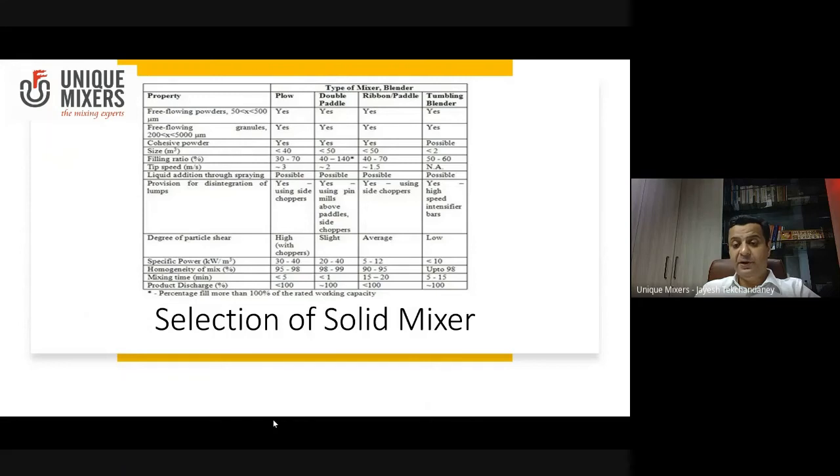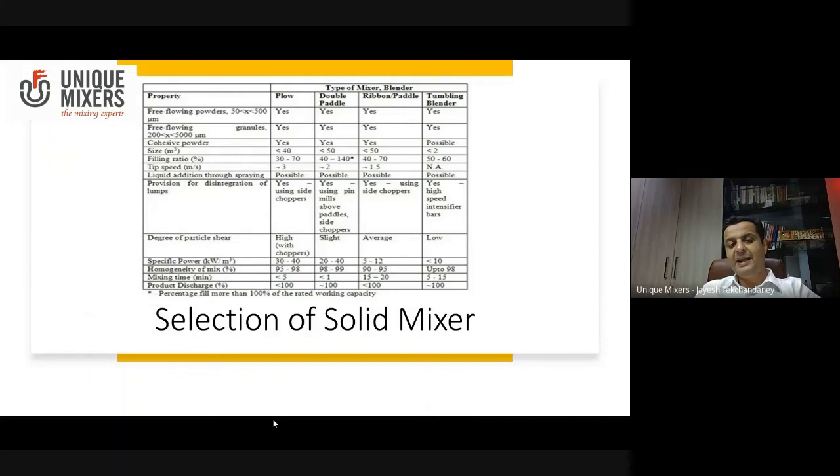The power consumption could be different. Like a tumbling blender or a gravity blender has typically a power of less than 10 kilowatt per meter cube of product. And in comparison, if you look at plow, the plow could have as high as 40 kilowatt per meter cube of product. Mixing time, double paddle less than 1 minute, tumbling blender 5 to 15 minutes. And then finally, aspects such as product discharge. So tumbling blender, you have an advantage, you have almost 100% product discharge. You can't get 100% product discharge in a plow mixer.